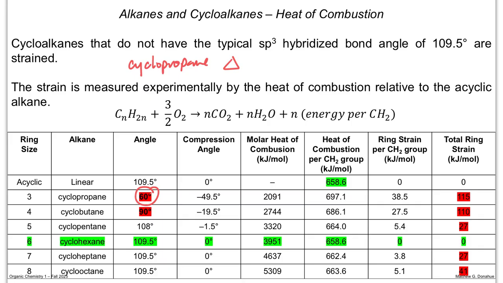So if we go through the rest of that row and compare it to the acyclic case, we'll see there's some big differences. So the difference between 109.5 and 60, it's been compressed to a smaller angle. When we take cyclopropane and run it through the heat of combustion, it's giving off that total amount, 2091 kilojoules per mole. So I've taken this number and divided it by 3.